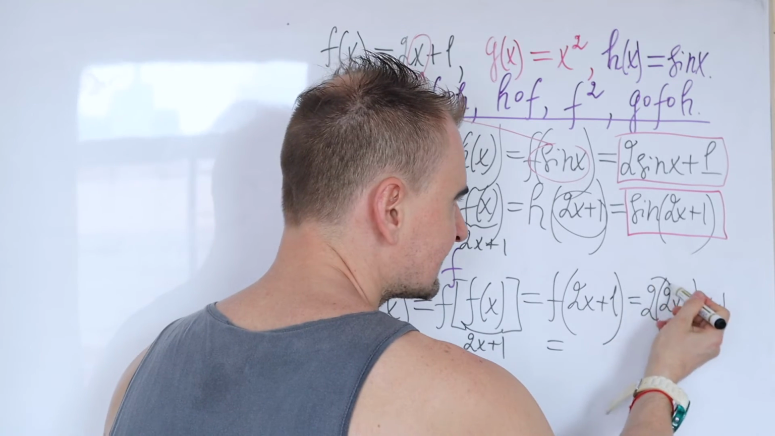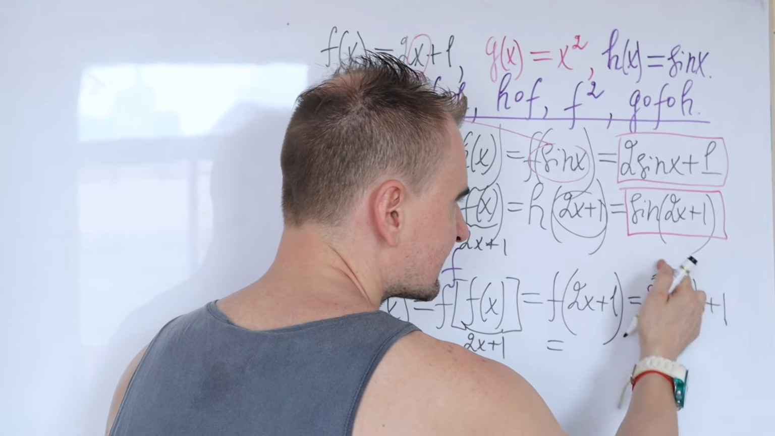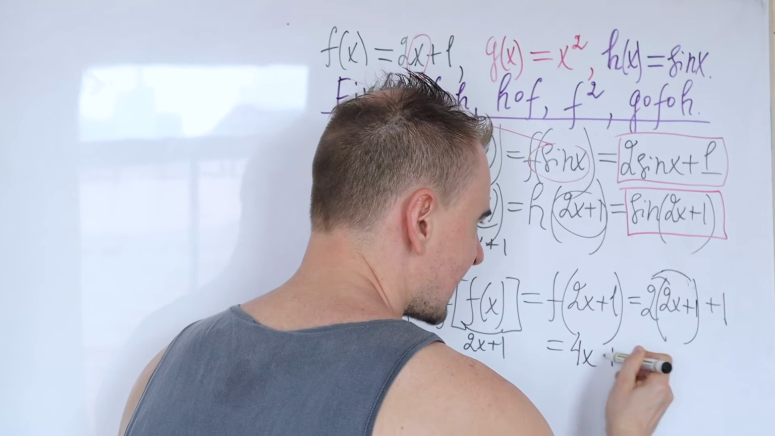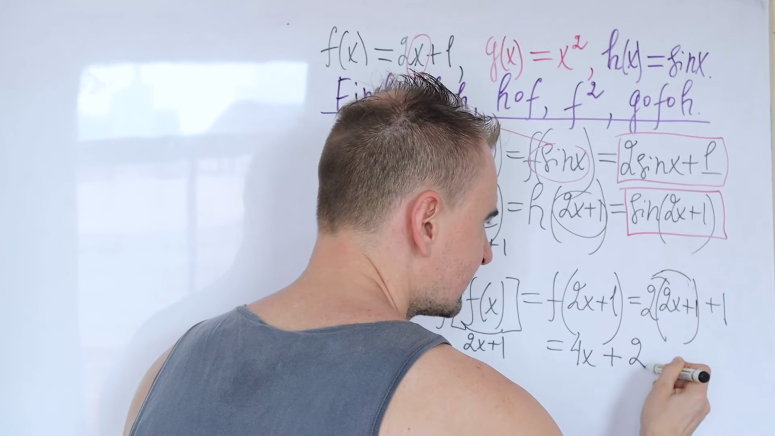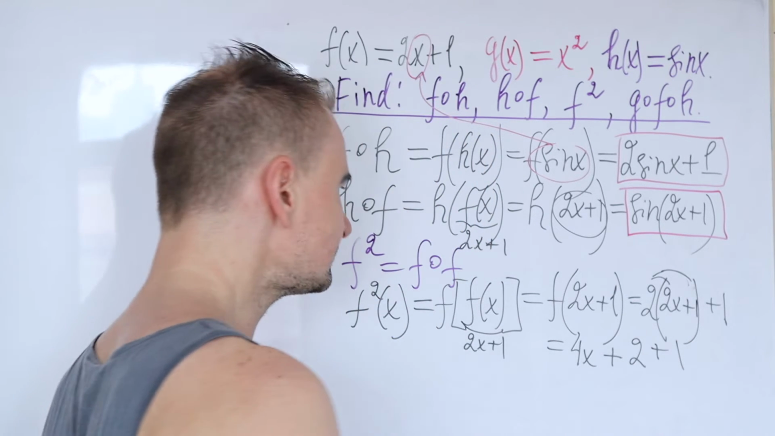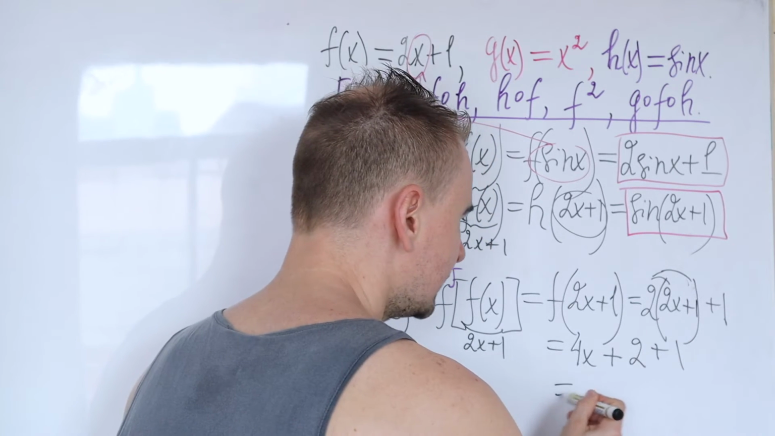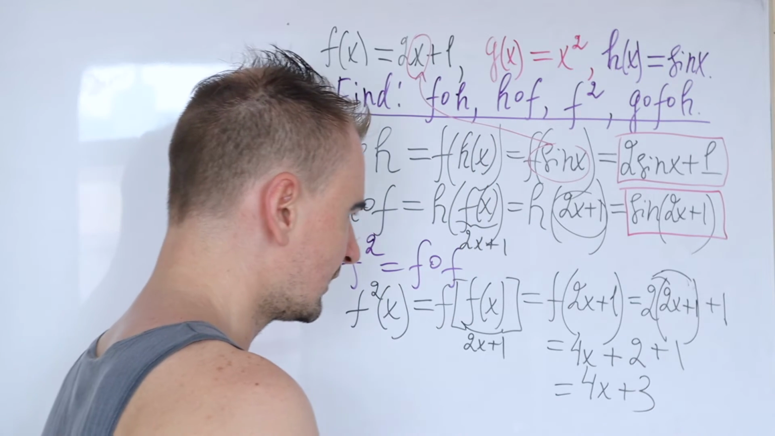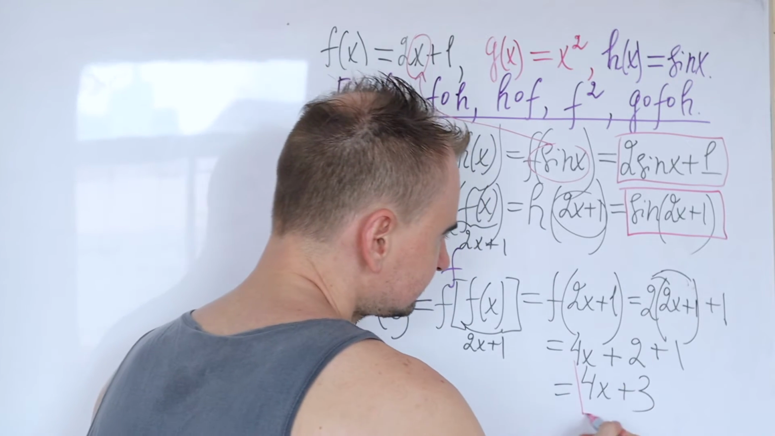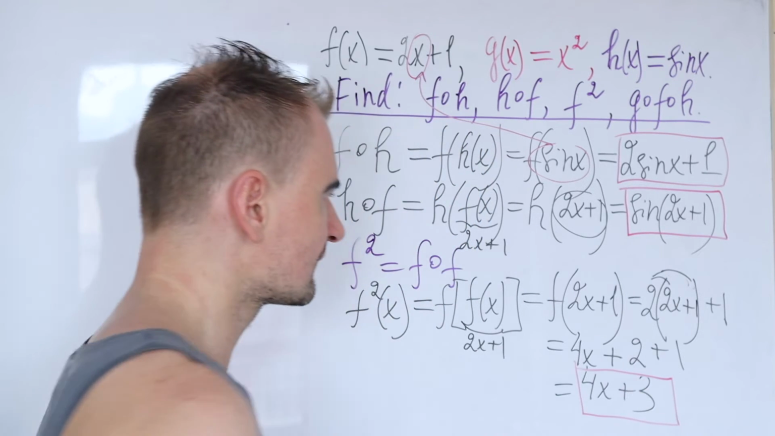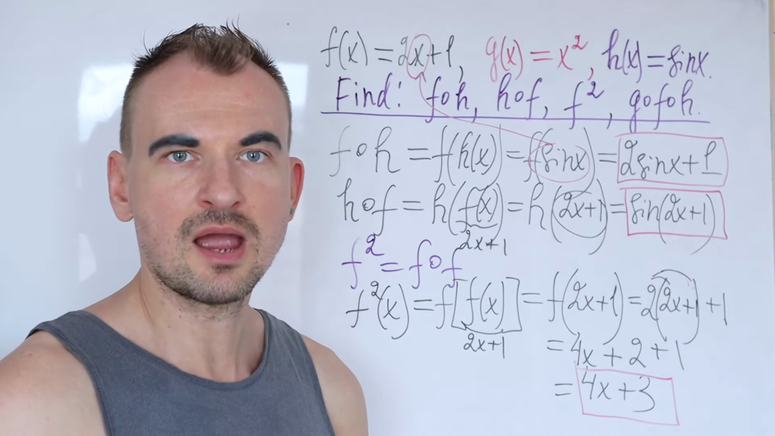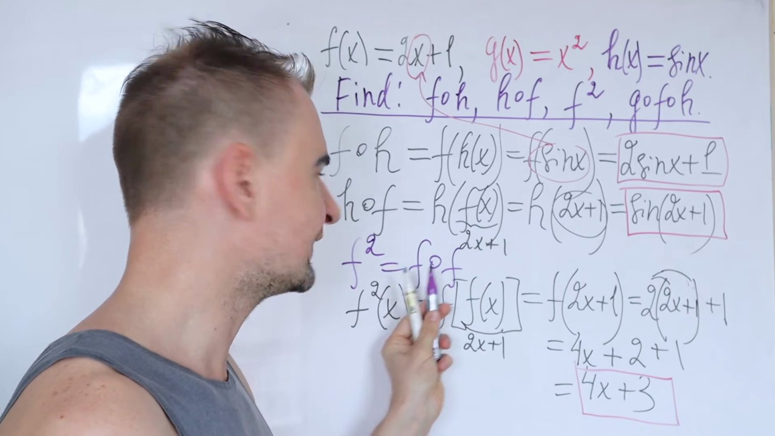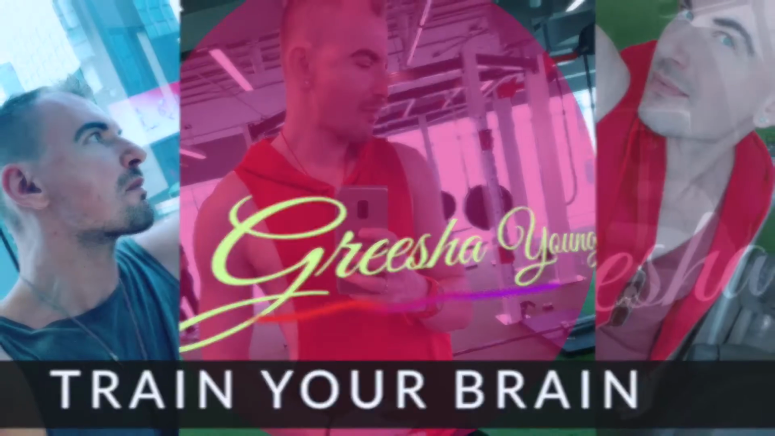Just open up the parentheses, FOIL it out. So 2 times 2x gives you 4x, plus 2 times 1, 2, and this 1 hanging around. And you would be left with 4x plus 3. This is your composite function, a composition of f and f, or f squared.